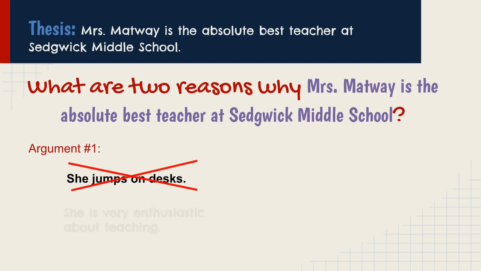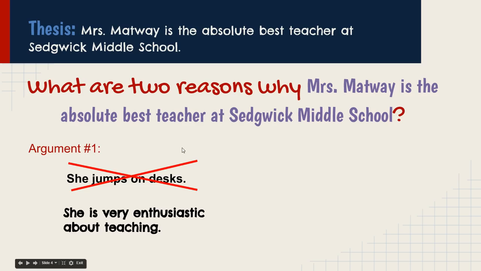Well, if I made this my argument, she's very enthusiastic about teaching, I could then talk about one way she's really enthusiastic is that she jumps on desks. And that's what makes her the absolute best teacher. So my argument would be very general. She is very enthusiastic about teaching, and I might use this idea of jumping on desks within that paragraph to support this argument.